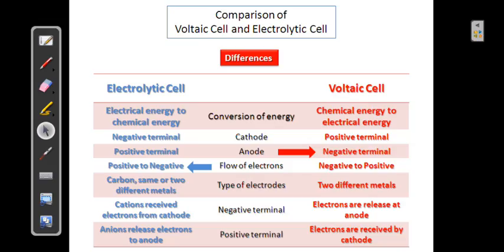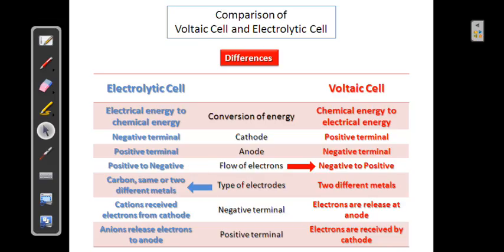What about the flow of electrons? For the electrolytic cell, the flow of electrons is from the positive terminal to the negative terminal, whereas for the voltaic cell, it is from the negative terminal to the positive terminal. It's the opposite, always the opposite. So you get one, you'll get the other. So when you are asked in your exam to show the difference, I'm pretty sure you can show the difference, right?